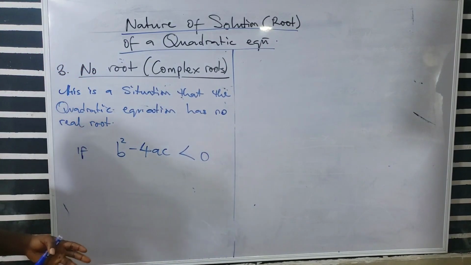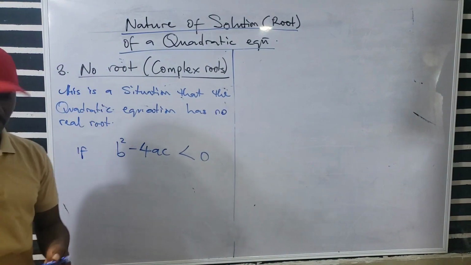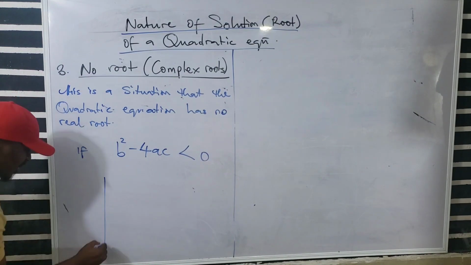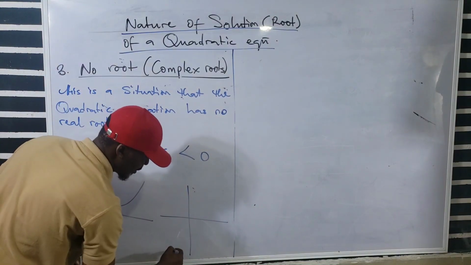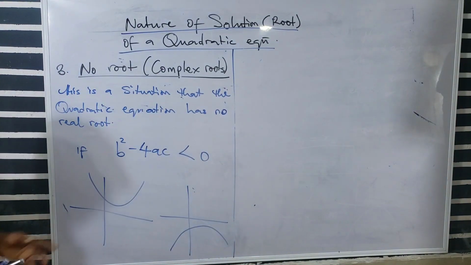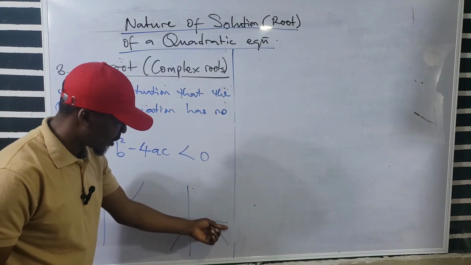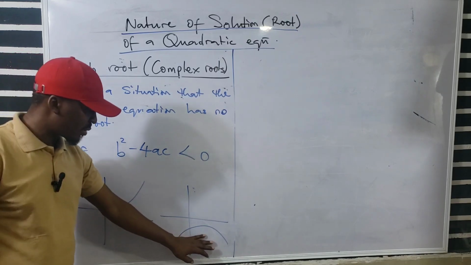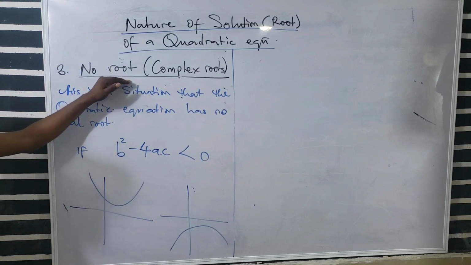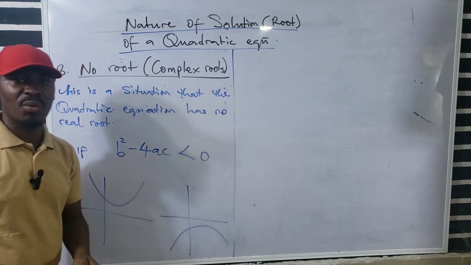So when you plot your graph, when do you notice from your graph that a quadratic equation will not have any roots? That is when your graph looks like this, or when your graph looks like this. One thing you will notice here is that the curve is not touching the x-axis, which is the real line. So whenever you have a curve of this nature that is not touching the real line, that quadratic equation has no roots, or we say it has a complex root.